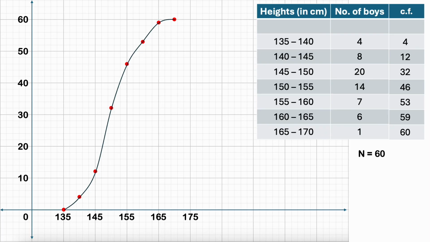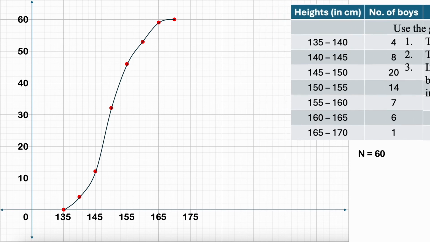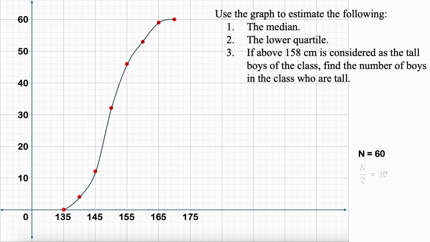The total frequency here is 60. So for finding the median, we need to take half of it, which is 30. So frequency 30 being on y-axis, we take a point 30 on y-axis and go straight towards the curve and then down to x-axis. So the point corresponding to this vertical line on x-axis is 150. Therefore, median for this data is 150 centimeter.